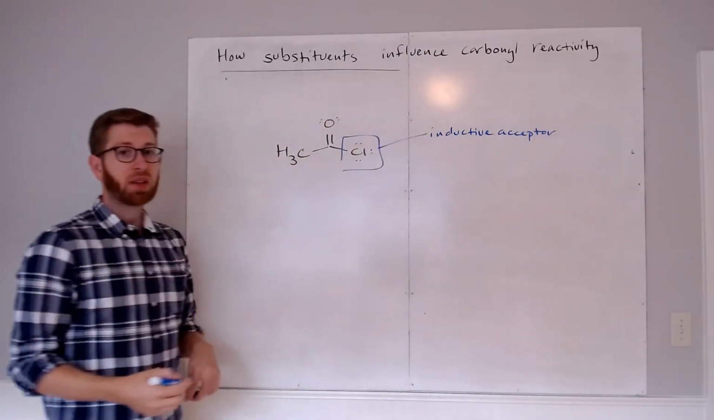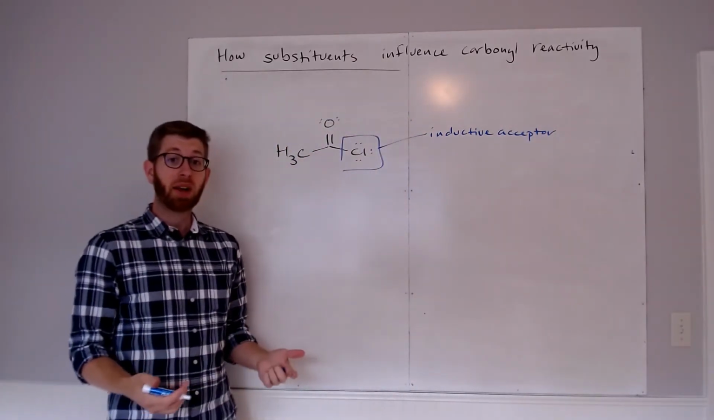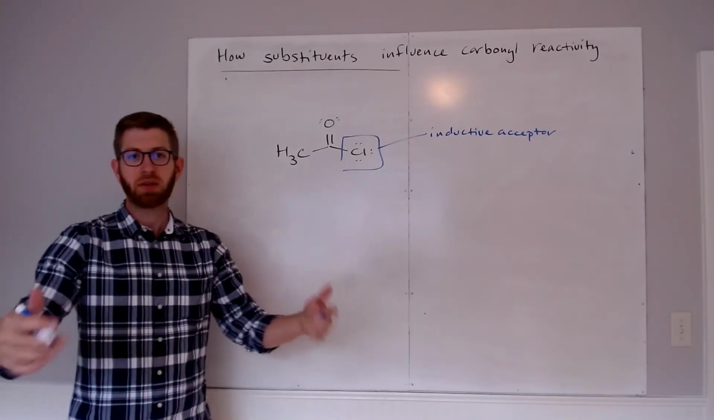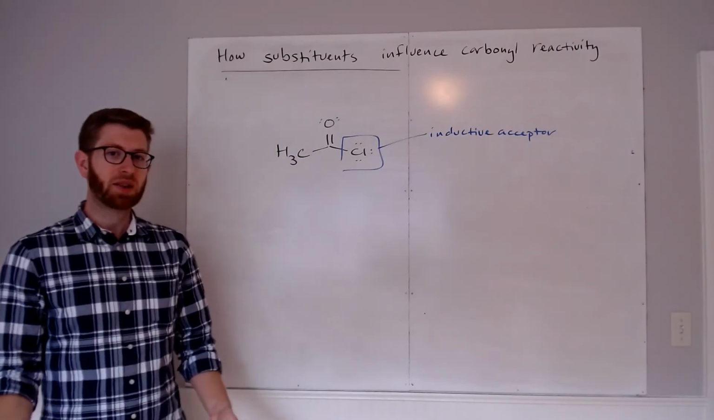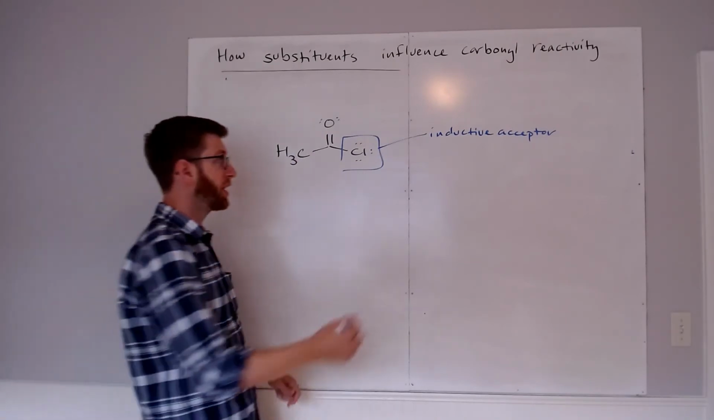And that should basically make the carbonyl carbon a little bit more electrophilic than if this chlorine were, say, a carbon. We also know that the chlorine is not an alkyl substituent, so we have no hyperconjugation.